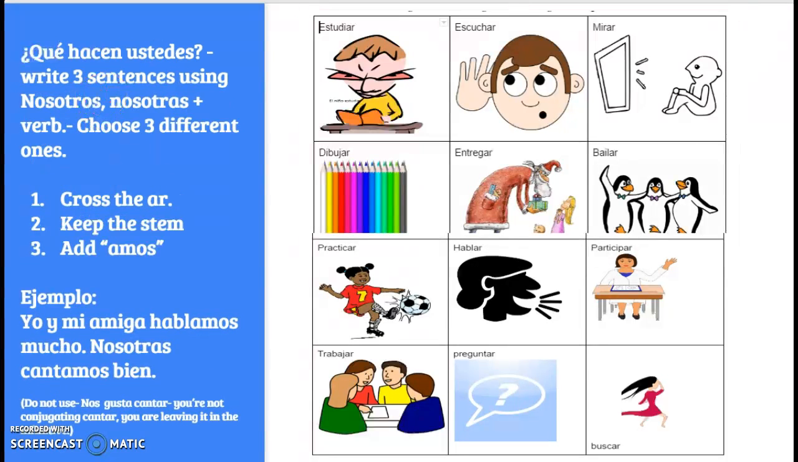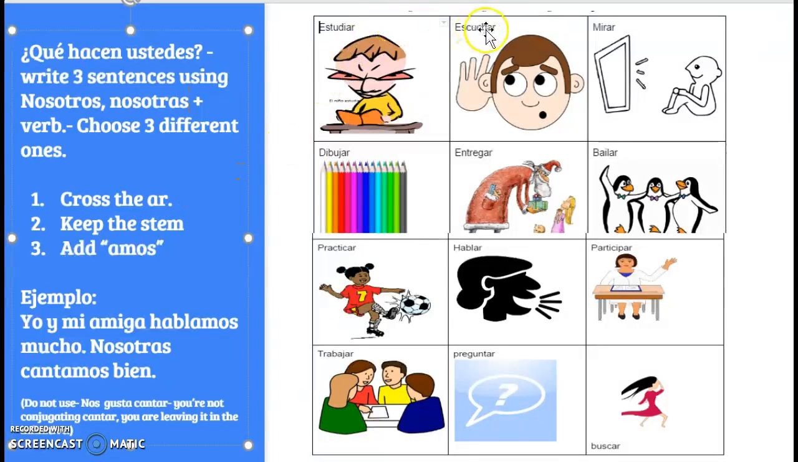Okay, so after you did the 3 sentences with yo, dropping the AR and adding the O, and 3 sentences with ella, dropping the AR and adding the A, we're going to do 3 sentences with nosotros or nosotras. So remember that nosotros is we. So you are always included. So you can say yo y mi amiga, yo y mi mamá, yo y tú. And it's always going to be nosotros, right?